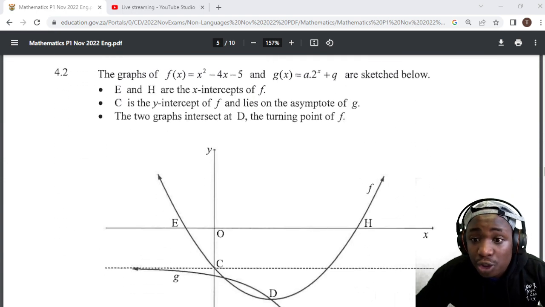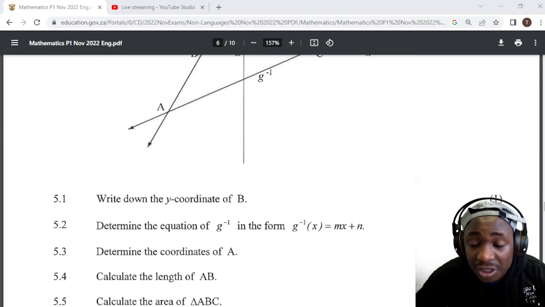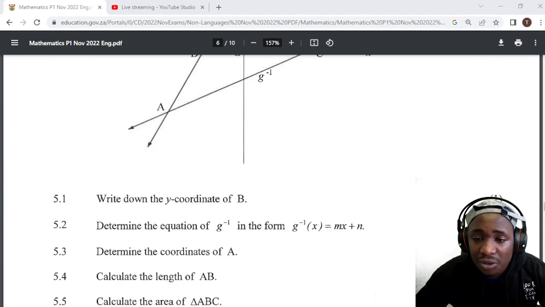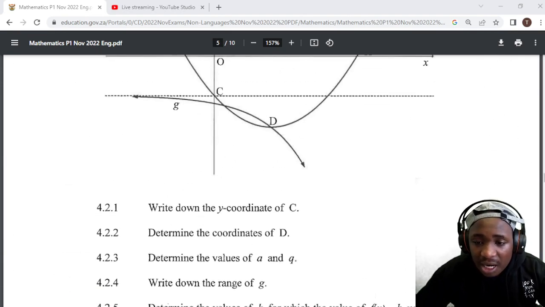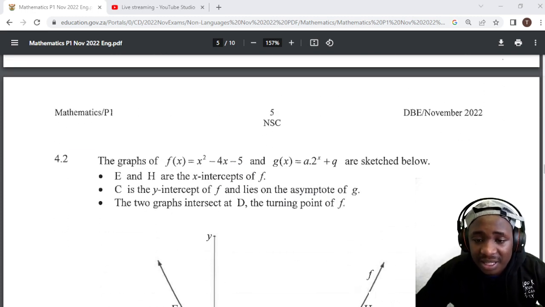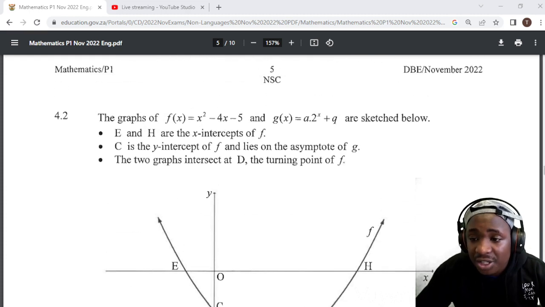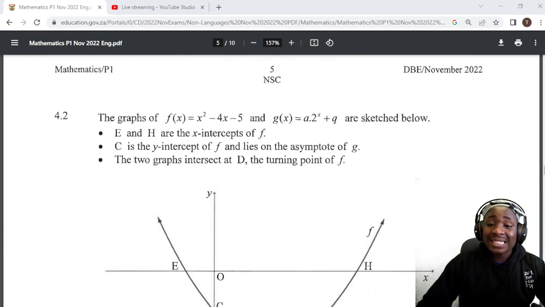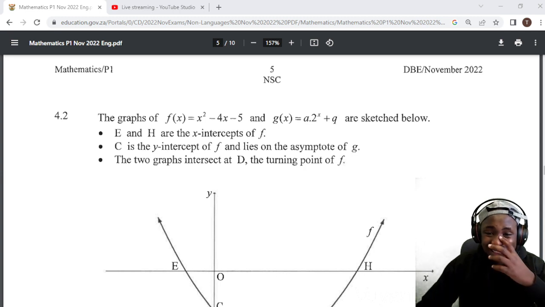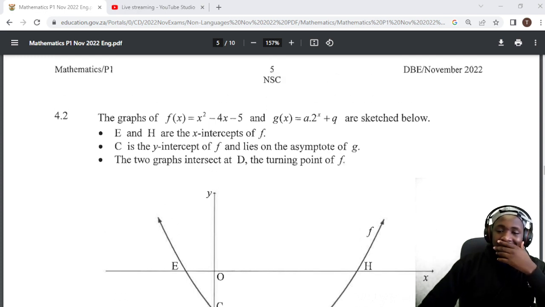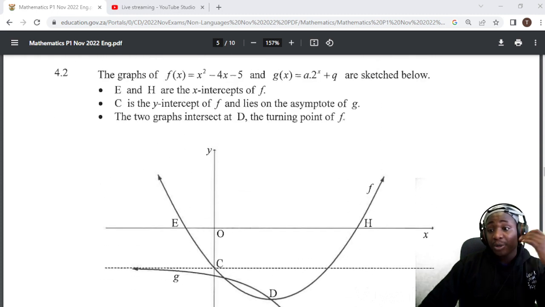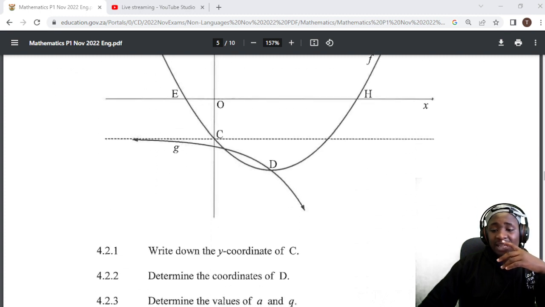Right. Then 4.2, this is a parabolic function, which is so intense. On the parabolic function, we can just play around and solve this parabola, because we are given the graph of f of x, and we're also given g, which is an exponential function, as sketched below. E and h are the x-intercepts. Also c is the y-intercept of f. Let's check that. We know for a y-intercept, x at c is equal to 0. We're also seeing that both graphs intersect at point D.